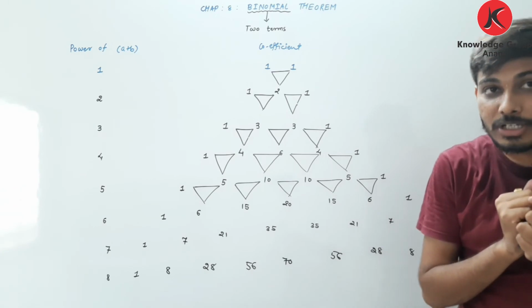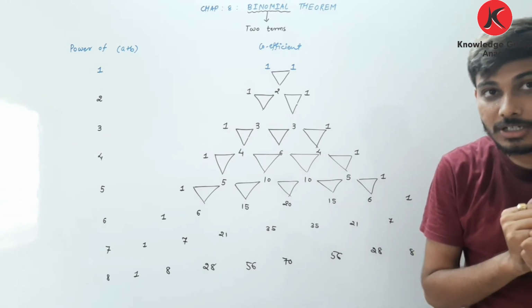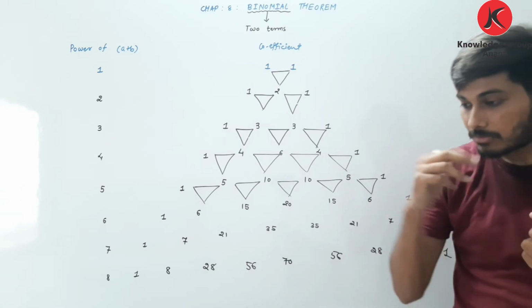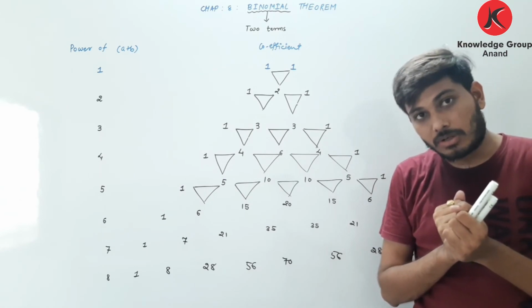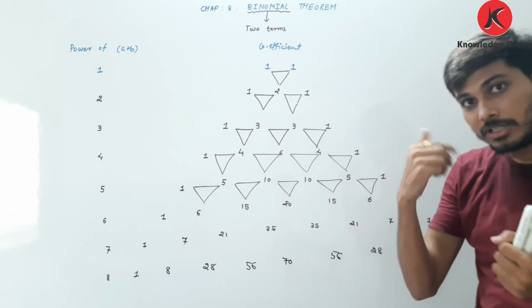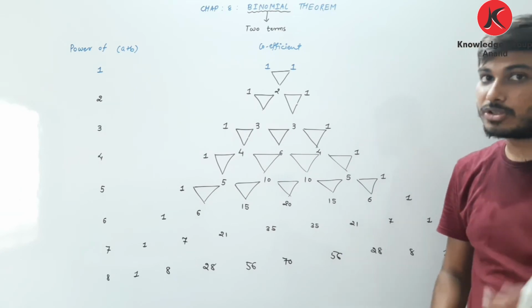To write down the coefficients of power 14, you need the coefficients of power 13. Same way, for the coefficients of the 13th power you have to write down the coefficients of the 12th power.